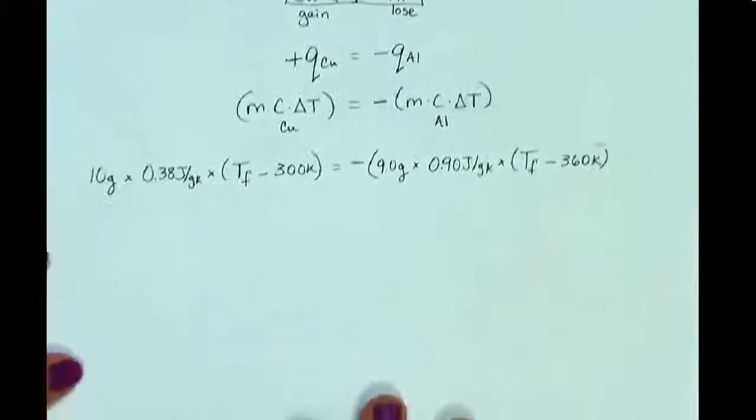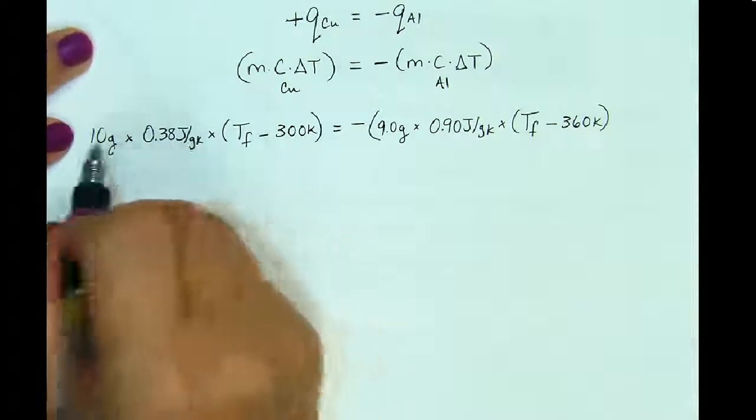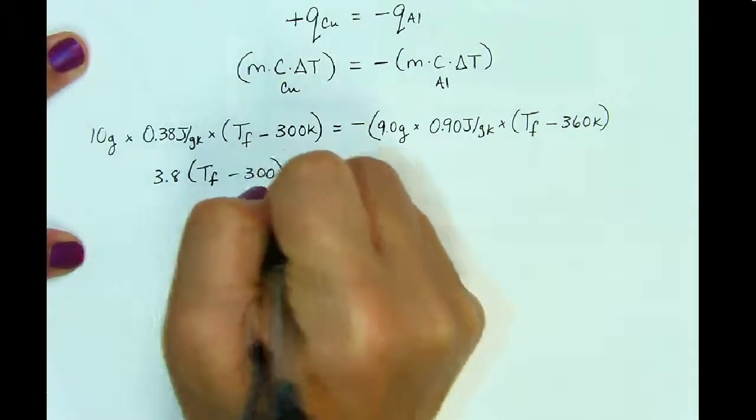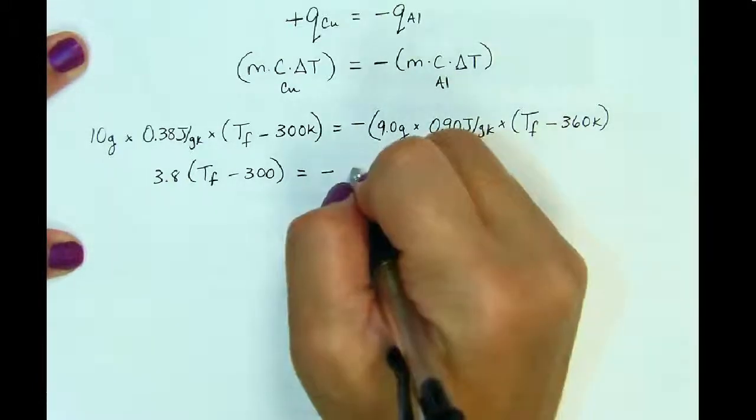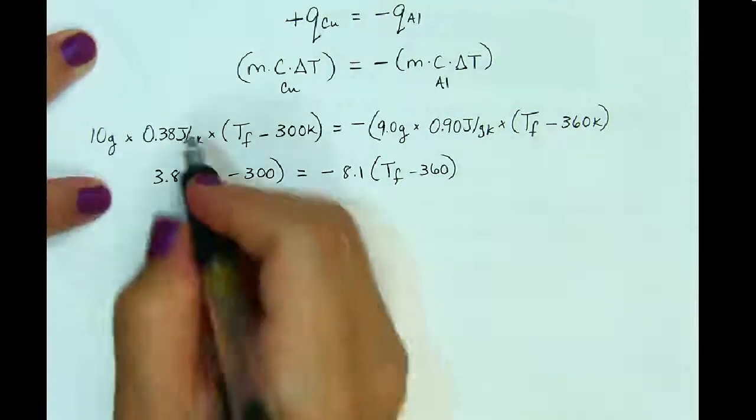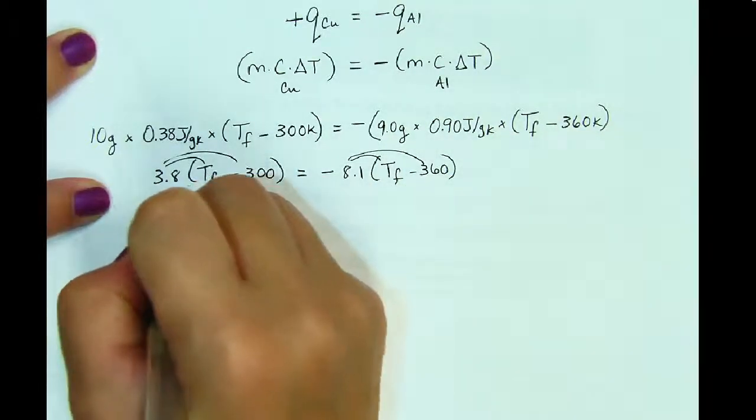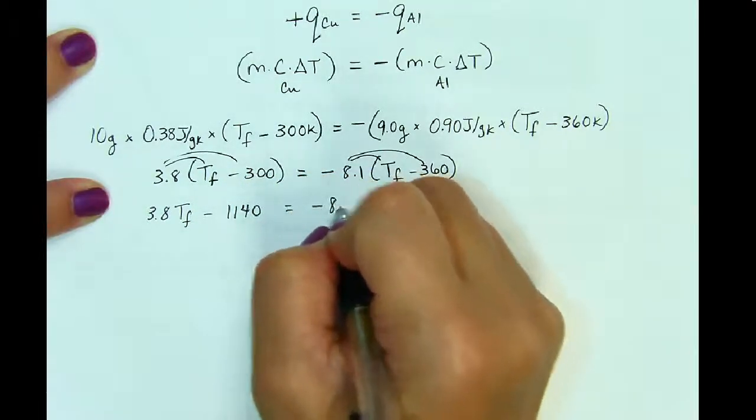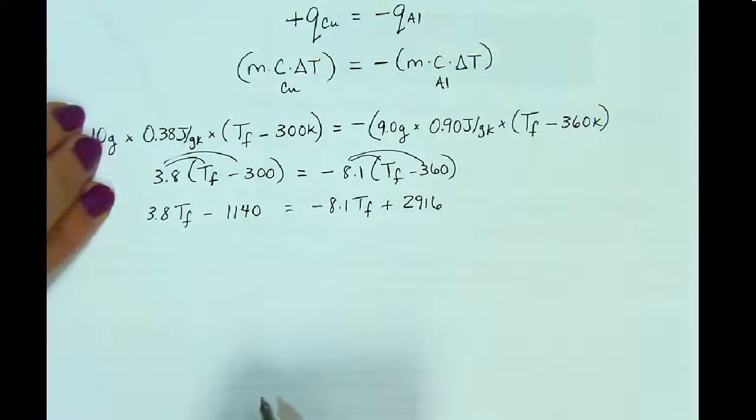Now that we have set up our equation, we can go through solving it. I'm going to simplify by multiplying these two values to each other. We'll get 3.8 TF minus 300 equals, and over here we'll have negative, multiply these two to one another, 8.1 TF minus 360. Now I'm going to distribute here and here, and after I distribute I get 3.8 TF minus 1140 equals negative 8.1 TF plus 2916.